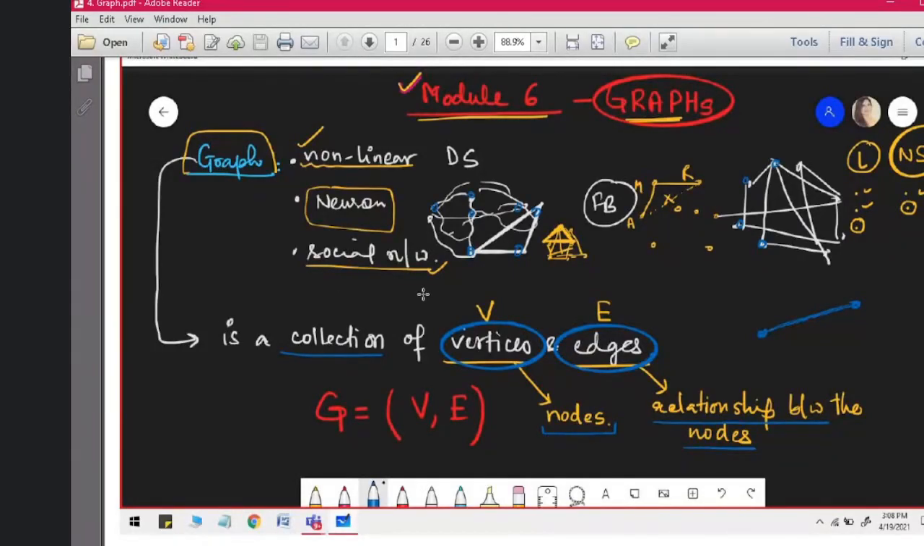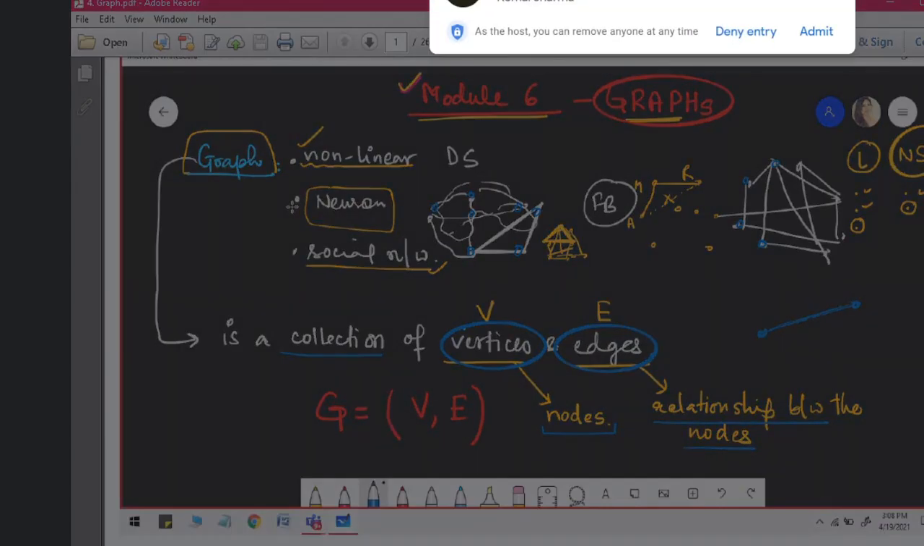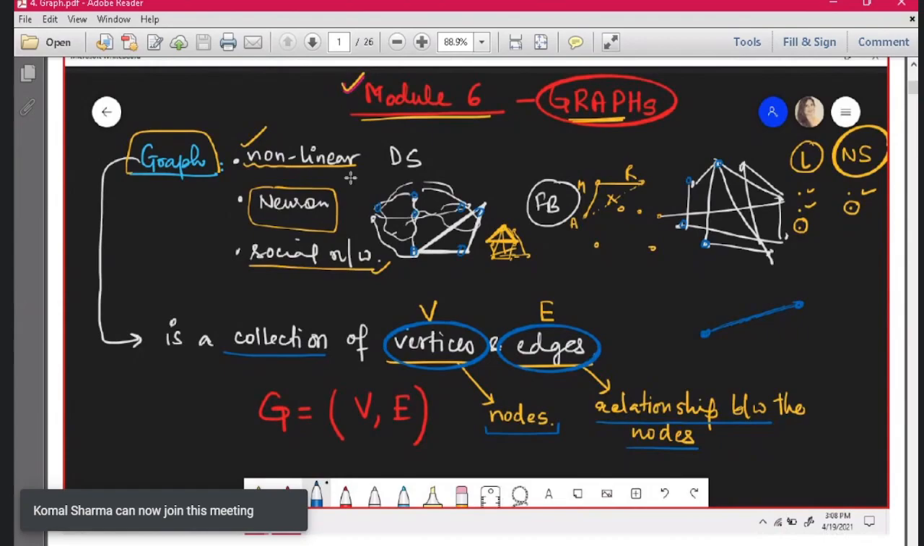Hello everyone. In this lecture, we will discuss the concept of graph from exam point of view, right? Now, initially, when we start this topic, we should know the basics of graph. We know that graph is a non-linear data structure. If I talk about linear and non-linear data structures, in linear data structures we have array, stack, queue, and linked list. And in non-linear data structures, we have tree and graph. So graph is a non-linear data structure.